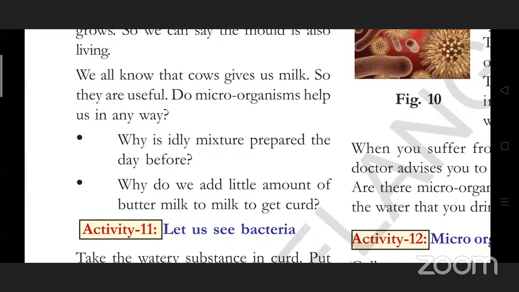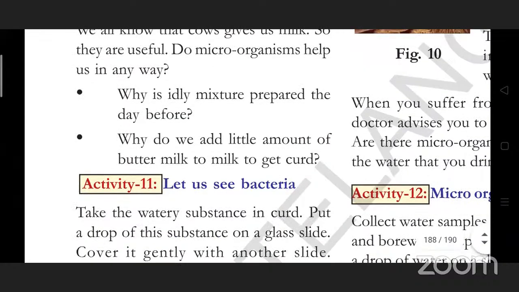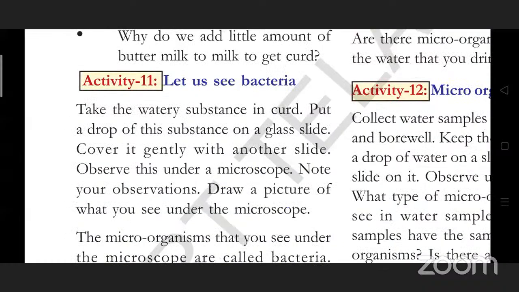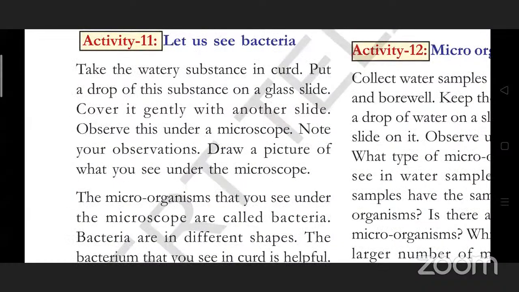Take the watery substance in curd, put a drop of this substance on a glass slide, and cover it thinly with another slide. Note your observations and draw a picture of what you see under the microscope. Already we discussed the structure of the microscope. What are the structural components of a microscope?